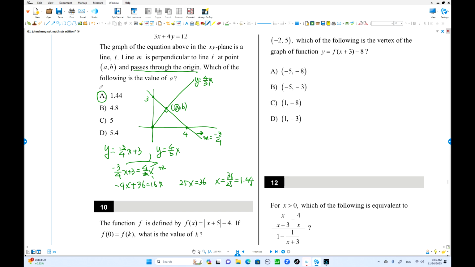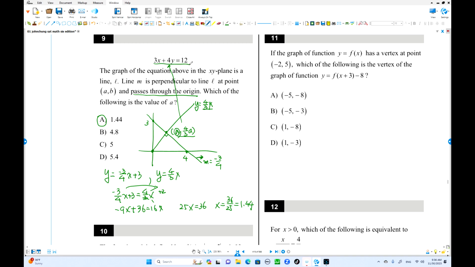Or you can use the slope. Because we know that when x is a, y is 4 over 3a. Okay? So the slope of this one should be 4 over 3. Okay, this point is on this line, because we used the slope already. So put this point at the origin over here. So when x is a, y is 4 over 3a. So when x is a, 3a plus 4 times 4 over 3a must be equal to 12. From here we can find the value of a.